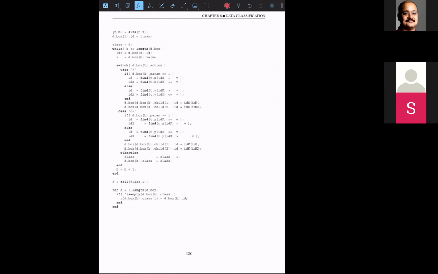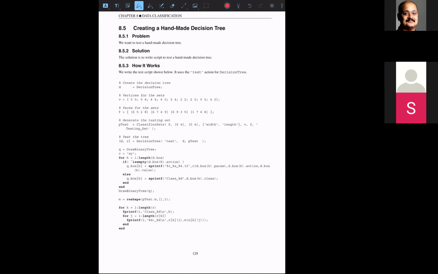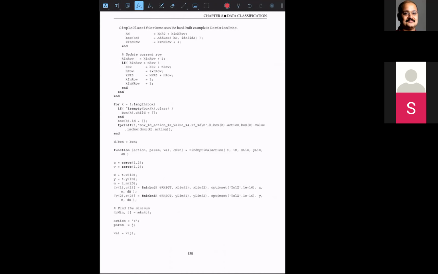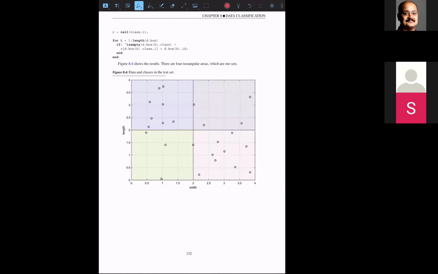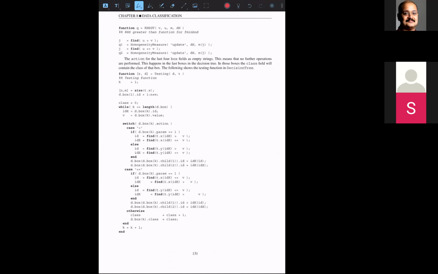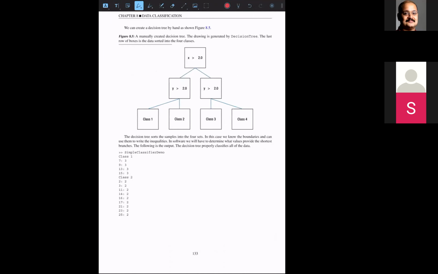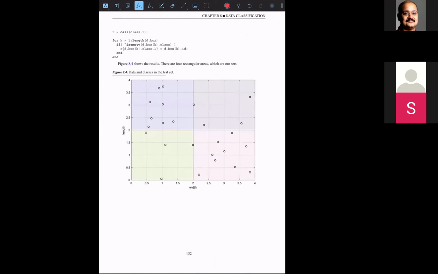And then you have all this code that actually runs through the decision tree. The next part is the handmade decision tree, wherein you are giving the vertices, you are giving the faces, and then finally you are using this information to create a classifier, and you can run through the demo of this code. And then you will see that you are going to get the decision boundaries and the data set depending upon different lengths and different widths.